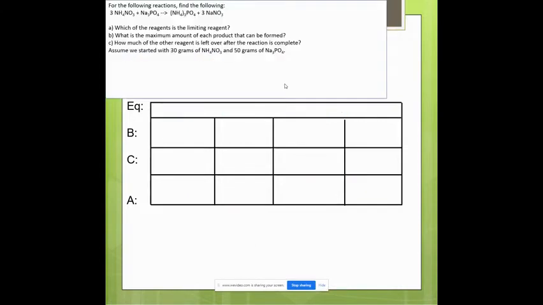Next question we have deals with ammonium nitrate and sodium phosphate, and they want to figure out which one is the limiting reactant, what is the maximum amount of each product formed. So we got to figure out the mass of each of those products, then how much the limiting reactant is going to be left over. And we're starting out with 30 grams of ammonium nitrate and 50 grams of sodium phosphate. So I'm going to put our equation in here. They have nicely already balanced that for us.